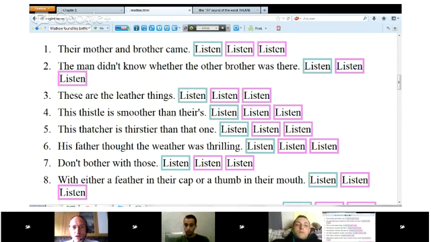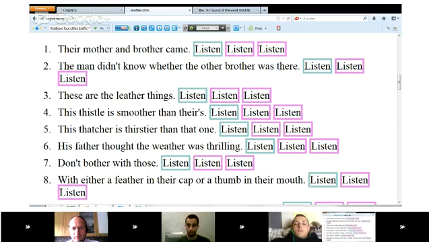So could you read number 2 again with a nice man? The man didn't know whether the other brother was there. Okay. The man didn't know whether the other brother was there. Okay, if you were going to add two words to that sentence, which 2 words could be added to that sentence to make another kind of complete sentence?